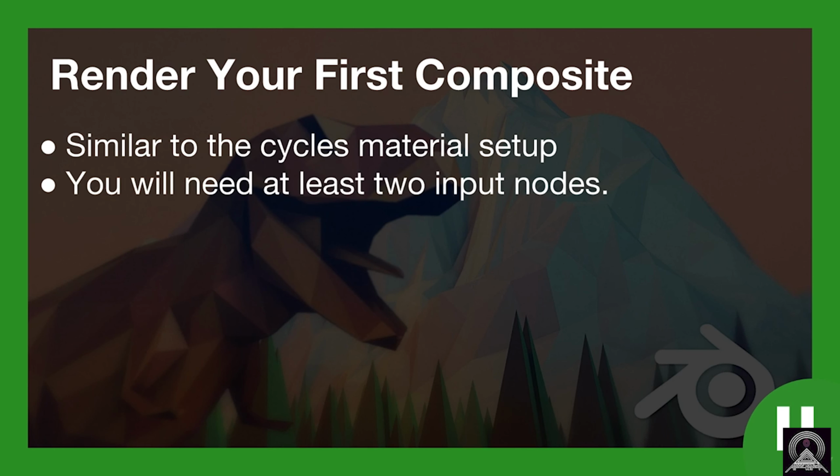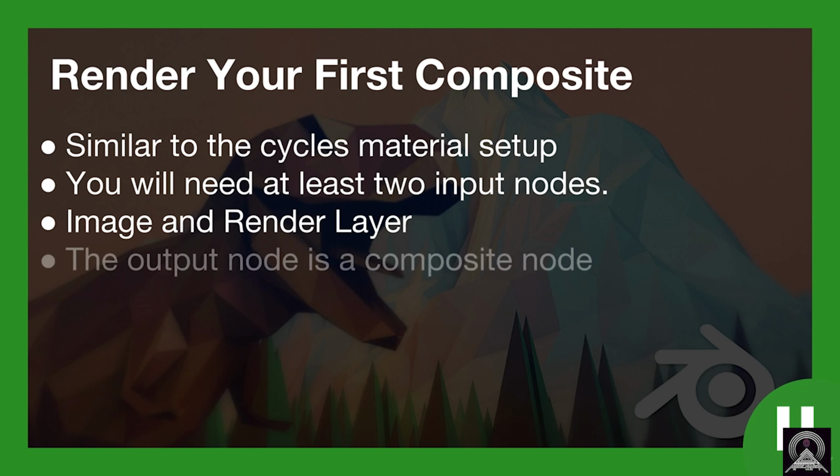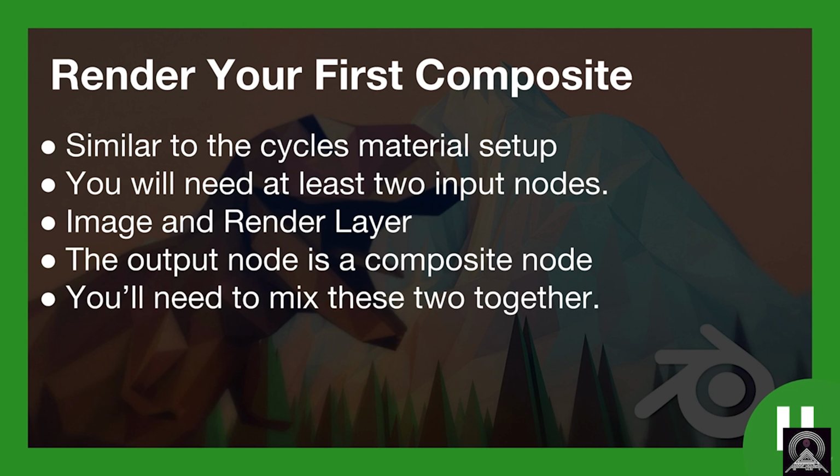You will need at least 2 input nodes. Because we're compositing, we're bringing 2 things together. I would suggest in this case you keep the image, and if you've not got it in there, add back in the render layer. And the output node is a composite node, just in case you've been playing. And you will need to mix those together. There's a healthy hint as to what you will need to do. So pause the video now and give that a go.